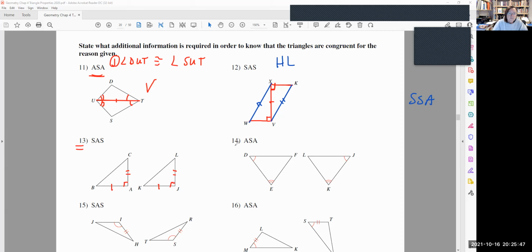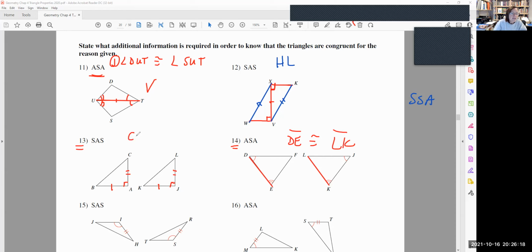Okay, number 14. Think about it. What additional information do I need in order to determine if these two are congruent by angle, side, angle? Well, I have the two angles marked, so all I'm looking for is that DE is congruent to LK, right? That would be the statement. DE congruent to LK. I haven't been writing all of these down.